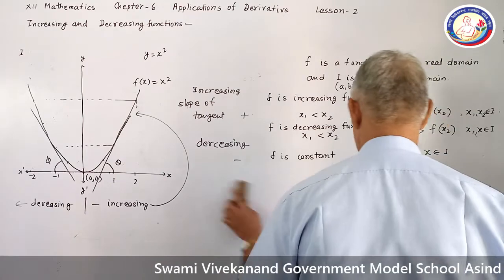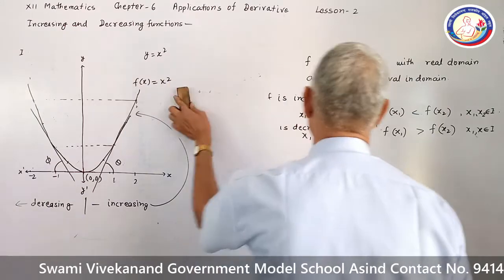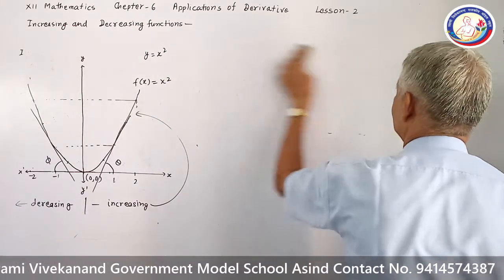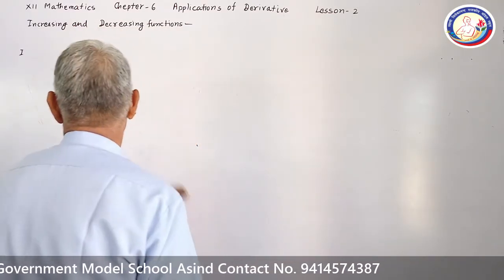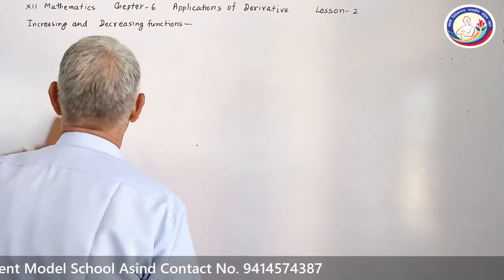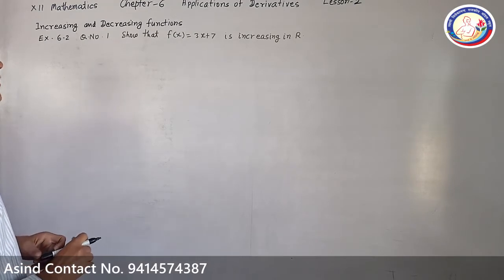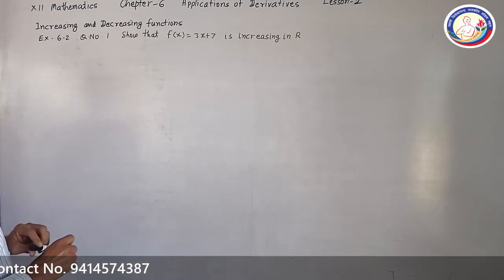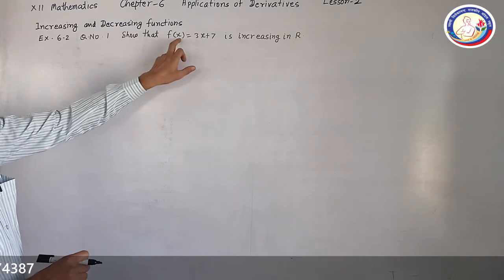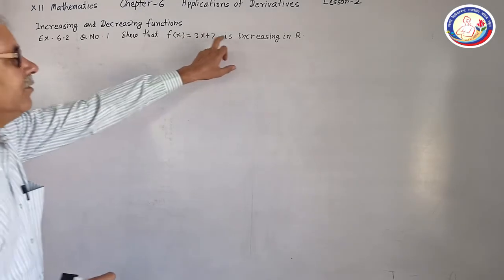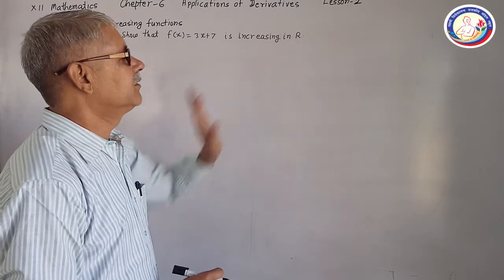Now we come to solve some questions, and we will understand further how we can determine whether a given function is increasing or decreasing in an interval. We solve some questions. I am taking first question number 1 from exercise 6.2. There is a function f(x) given by 3x plus 7. We have to show that this function is increasing for the real numbers domain.